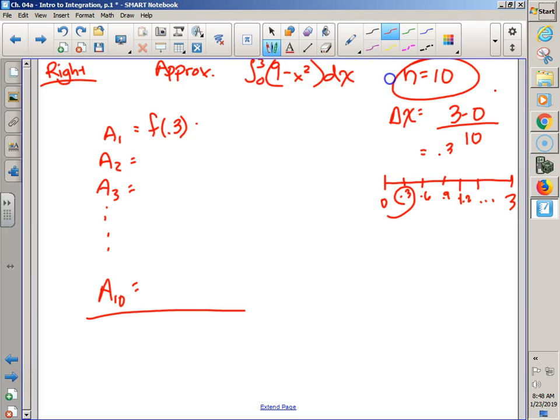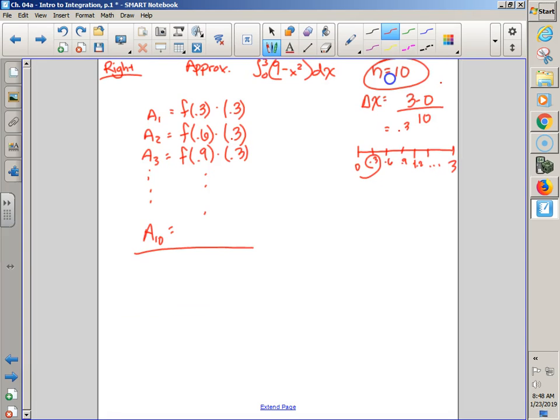What would my base have been? 3/10. So times 0.3. What would my next one have been? F of 0.6 times, what's still my base? 0.3. What would my next one have been? Remember how I said you don't necessarily have to write out your A1, A2, because if there's an A10, it's so tedious. But approximate area, we're doing from the right.